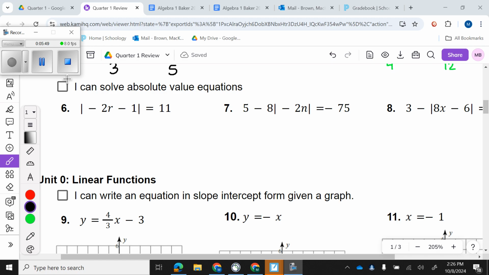All right. Other thing about absolute value, on number 6, same idea. You have to get the bars alone. Okay, so when I do this, my bars are already by themselves. Once they're alone, you're going to split it into 2 equations.